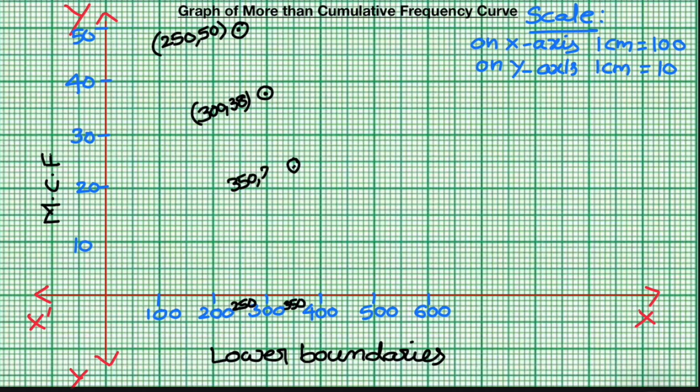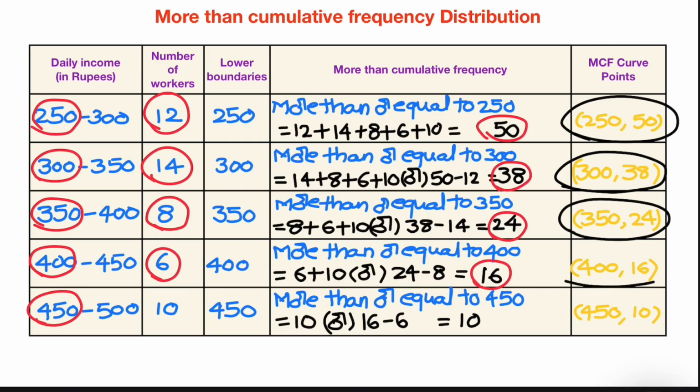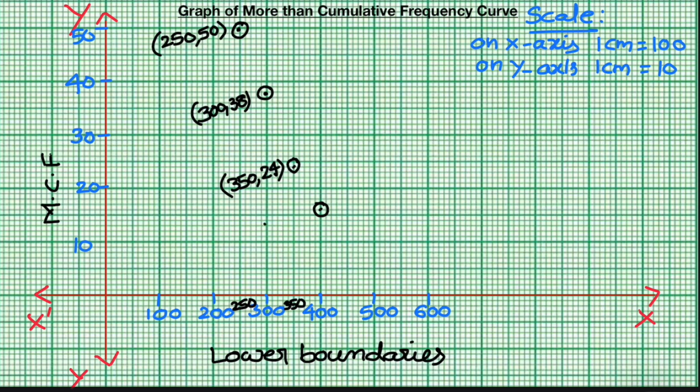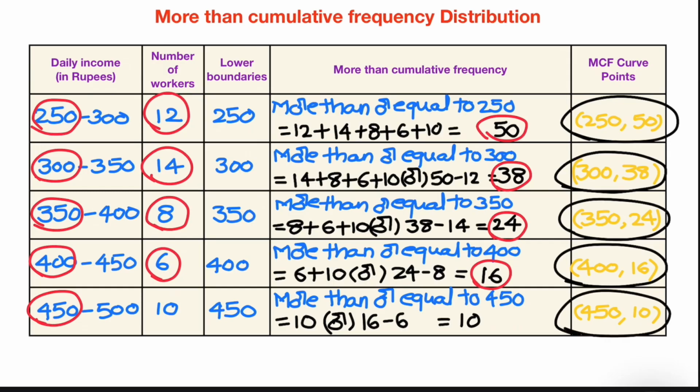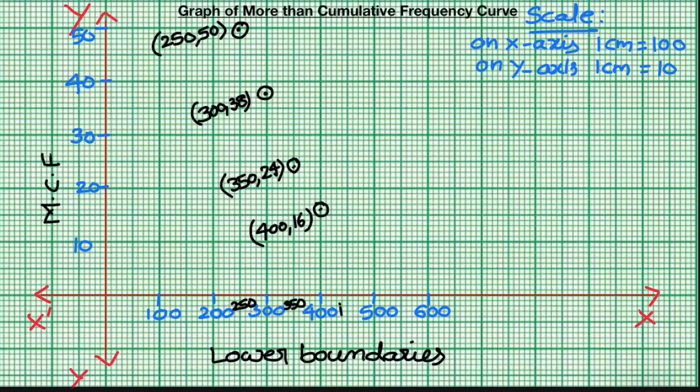Fourth point is (400, 16). This is here. Last point is (450, 10). This point is here. Now I join all these points. This curve represents the more than cumulative frequency curve of the given data.